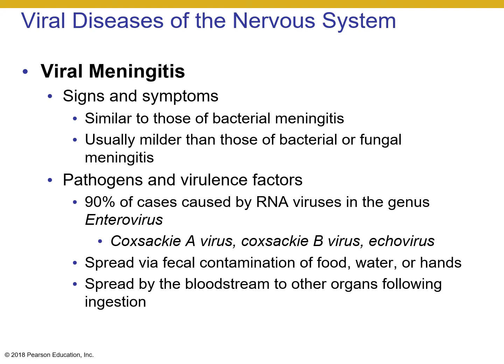Viral meningitis, we're going to see the same signs and symptoms. The only thing is that in viral meningitis, you probably won't see very many neutrophils, but you may see lymphocytes in the cerebral spinal fluid. 90% of the cases are caused by the genus enterovirus. Okay, that's an RNA virus. And then Coxsackie-A virus and Coxsackie-B virus, echovirus. So these are enteroviruses.